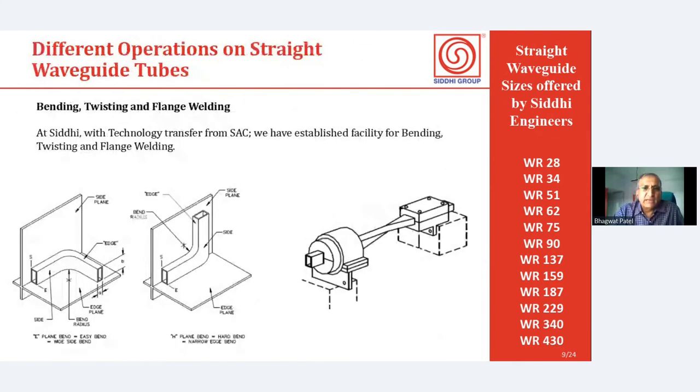Coming next to the different operations we are carrying out. We have the capability of supplying straight waveguide. We do bending, we do twisting, as well as flange welding. We purchase flanges from our vendors, and we have in-house flange welding capability. Bending capability is developed in-house, twisting capability is also developed, and welding capability is developed. So as per the customer requirement, we can give a bend, twist, or flange welded waveguide, as well as a straight waveguide with two-side flange weld. Whatever is required by the customer can be supplied to them.